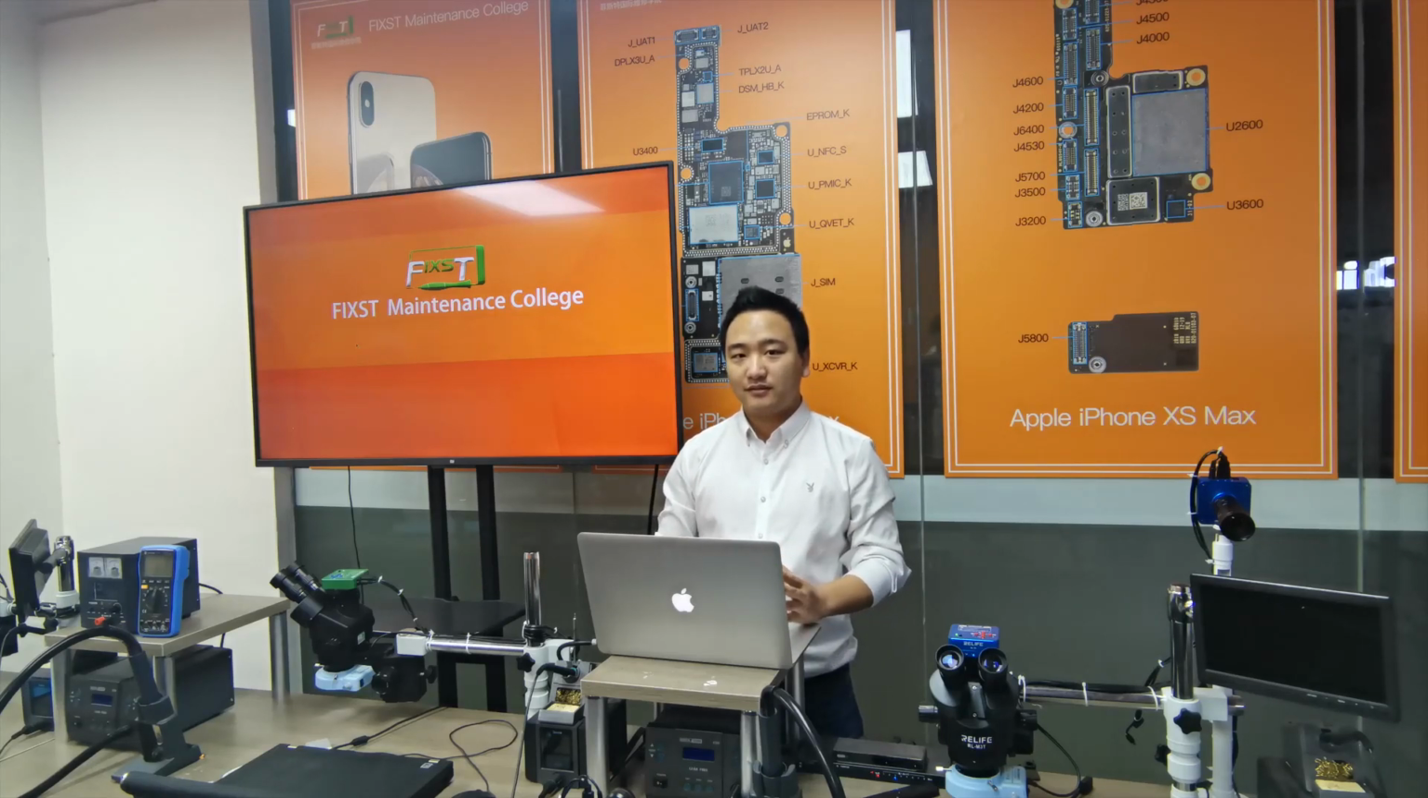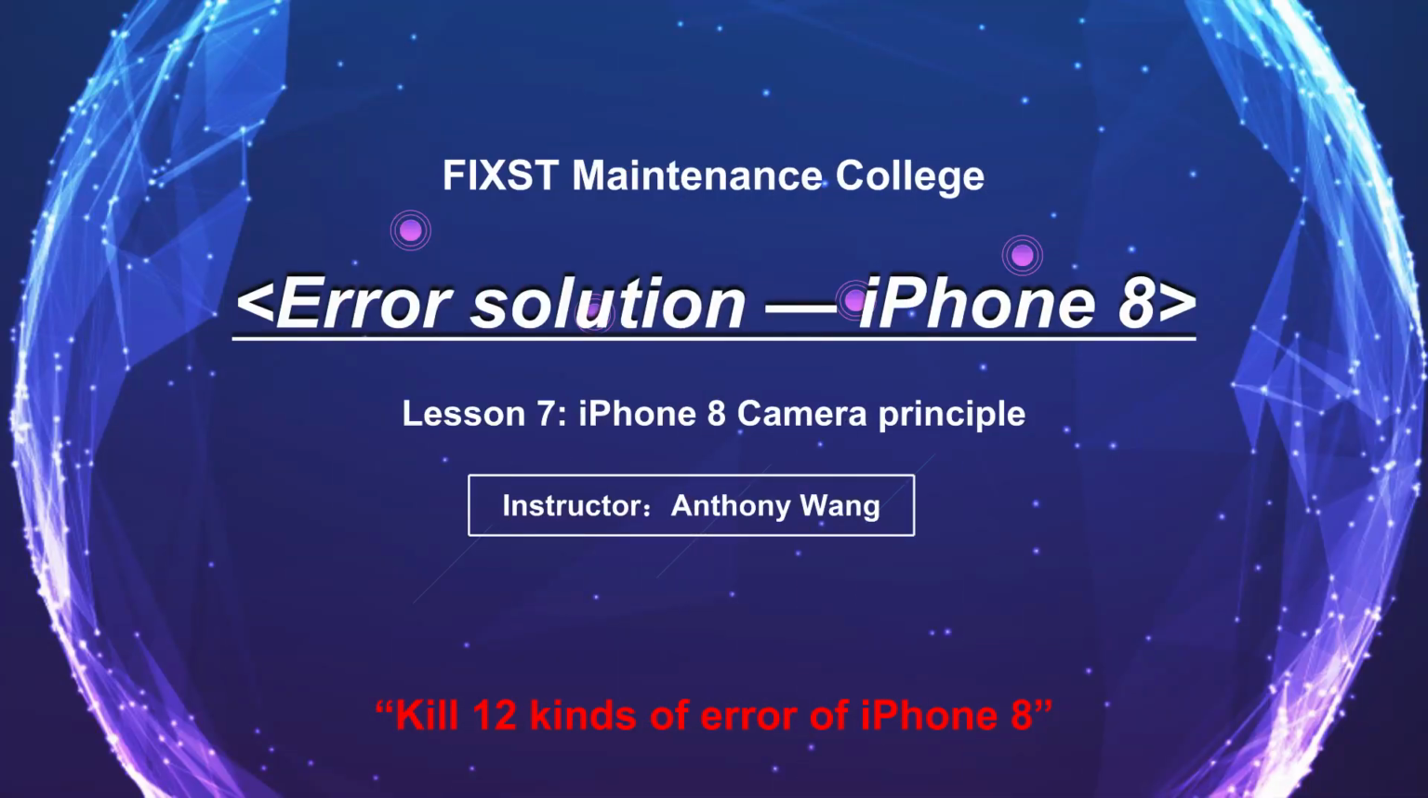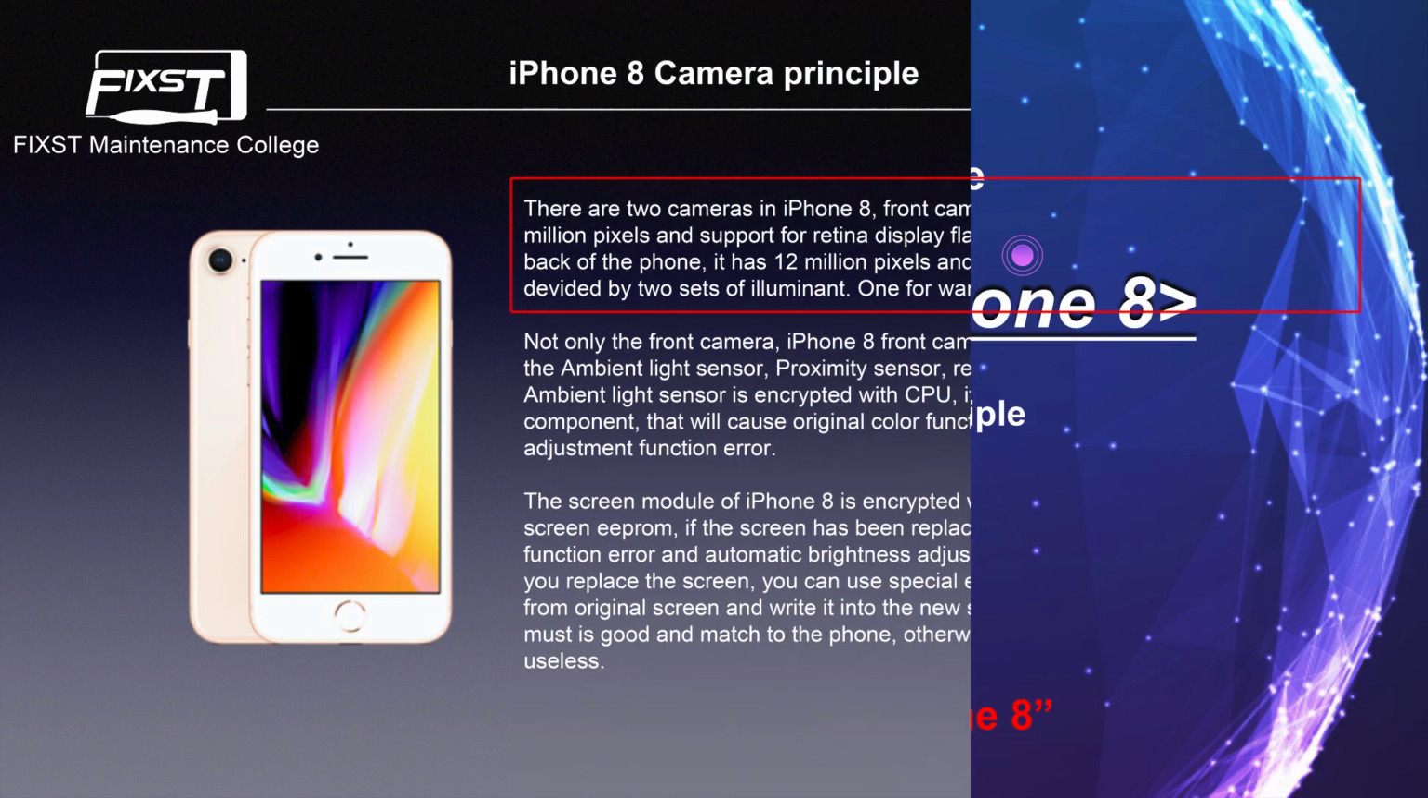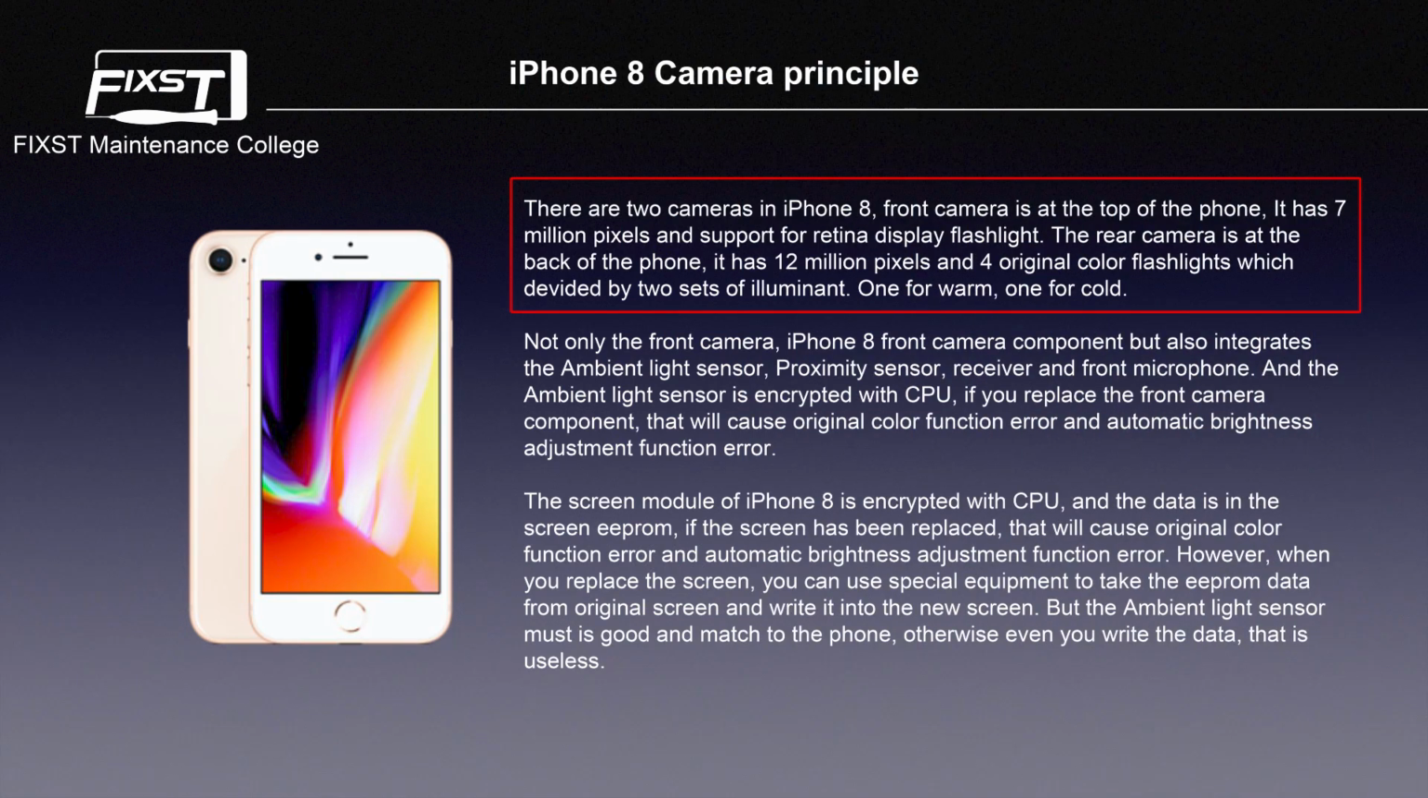I'm Anthony. Today we will have Lesson 7, iPhone 8 Camera Principle. There are two cameras in iPhone 8. The front camera is at the top of the phone. It has 7 million pixels and support for Retina Flash. The rear camera is at the back of the phone.